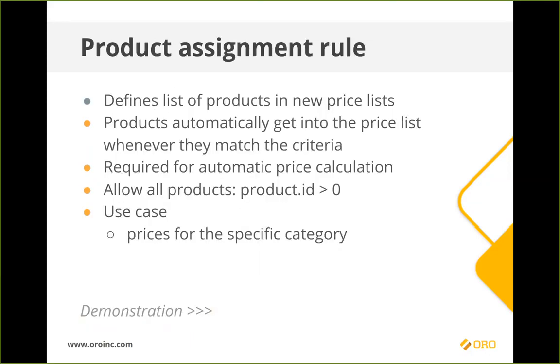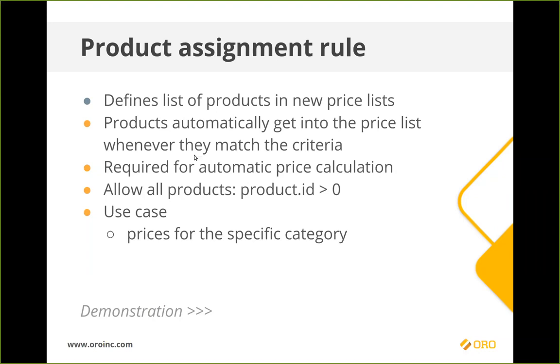There is also a product assignment rule, which allows you to tell which products will be used during the price generation. For example, we can use either all of them or only part of these products. Products will automatically get into the price list if they match the criteria. And again, here we're using the expression language syntax. Product assignment rule is required for automatic price calculation. If you don't put it, the application will think that this is a manual price, not an auto-generated price. And a good use case for it is the prices for a specific category.